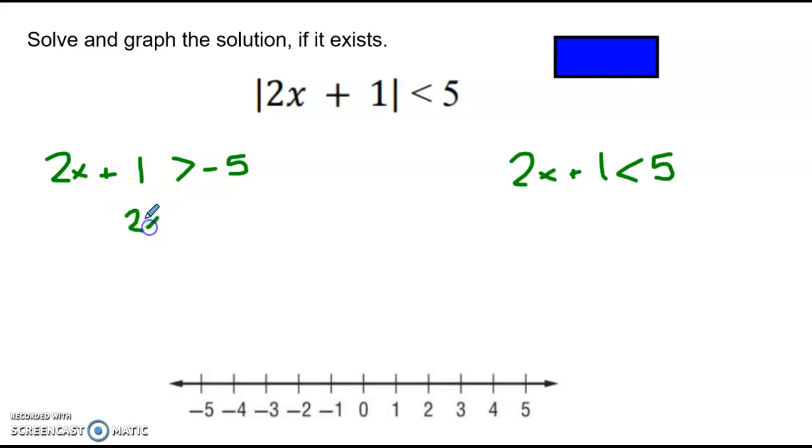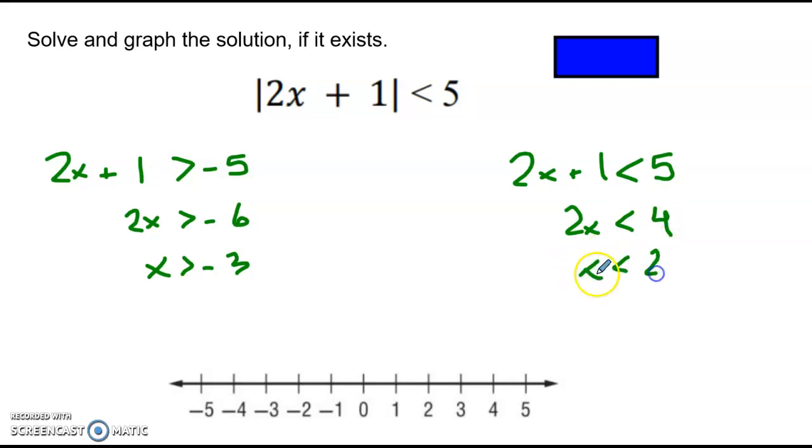So I'm going to get 2x is greater than negative 6, x is greater than negative 3. Over here, I'm going to get 2x is less than 4, and then x is less than 2. And now we graph our solution.